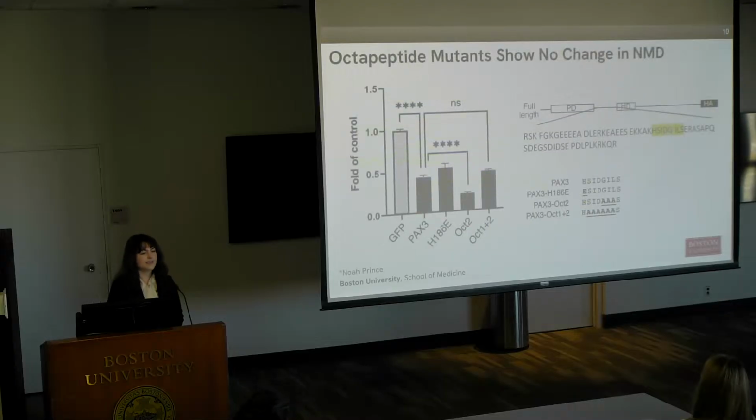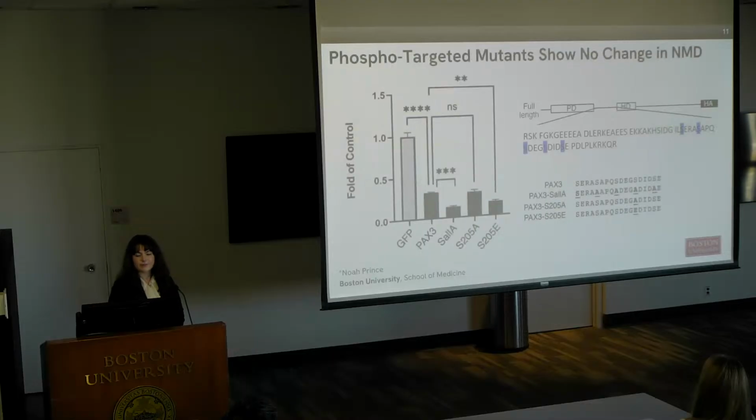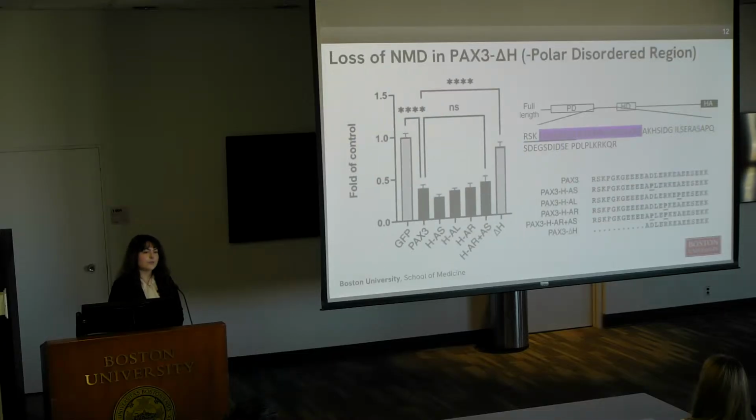Now, we employed the same strategy here where we made mutations to these regions of interest and then measured levels of NMD activity. Starting with the octopeptide region, we saw no change in NMD. Similarly, when we looked at those phospho-targeted serines, we saw no change. However, when we mutated the polar disordered region, we did notice a change.